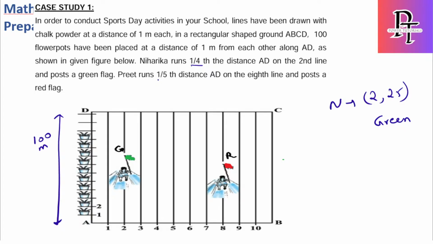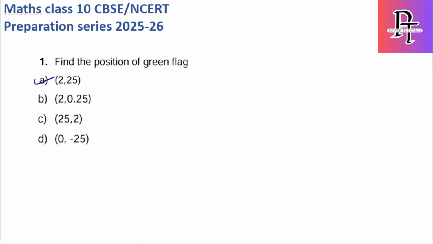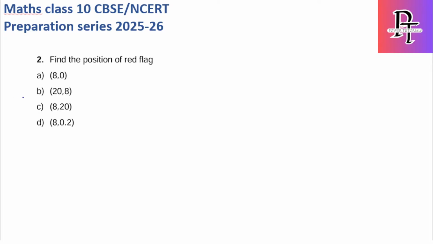Preet runs 1/5 of the distance. He is Preet and he travels 1/5 of the distance. So Preet is at 8, x is 8, y is 100 by 5, and 100 by 5 is 20. And here what they have placed is a red flag. On the 8th line, post a red flag. Okay, so till here we understood Niharika's position is 2 comma 25 and Preet's position is 8 comma 20. So let's see the first one, position of the green flag, which we already did: 2 comma 25, which is A. Second question, find the position of the red flag, we already did this also, which is 8 comma 20.